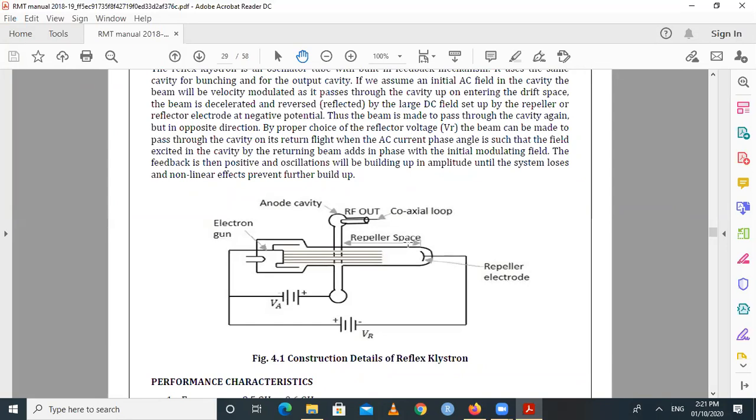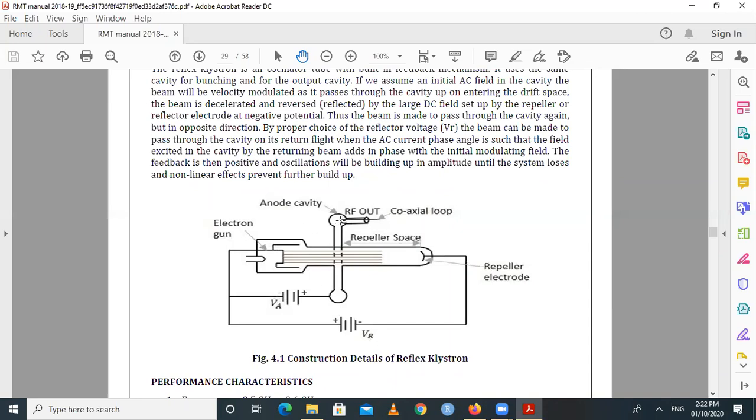And there is a repeller, which is a particular electrode. Repelling means opposing. So these electrons are opposed at the other end by the repeller electrode, and they travel in the backward direction using this repeller electrode. There is a potential like VA. VA indicates the anode potential, which is a negative potential, and then there is VR, which is called the repeller voltage.